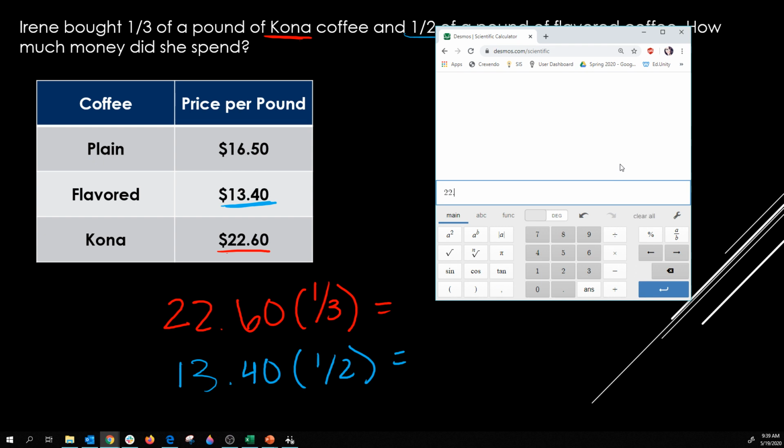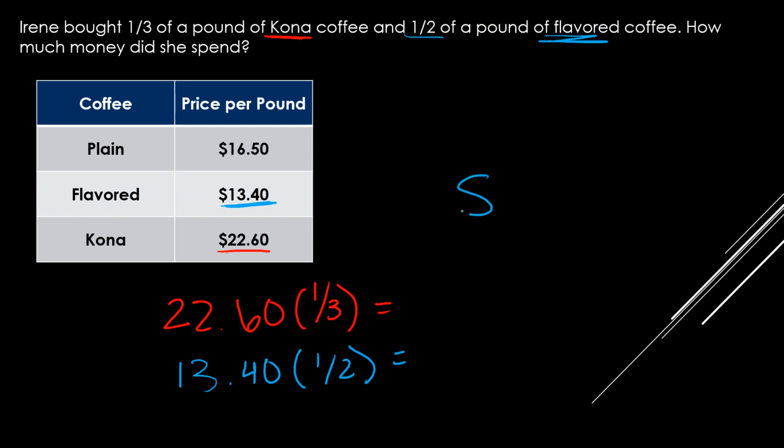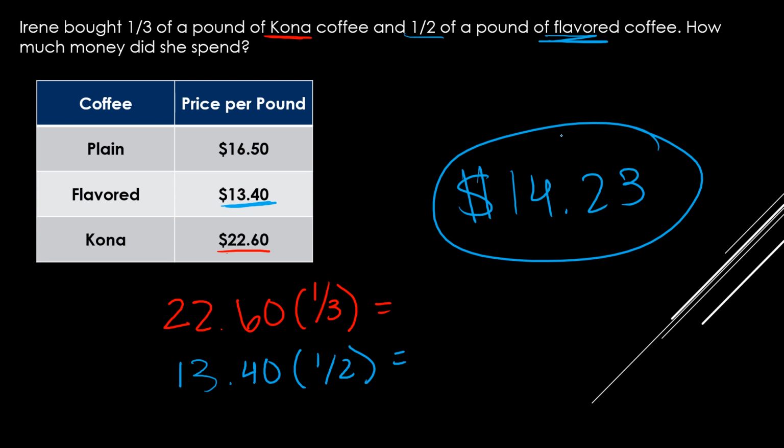So I have 22.60 times 1/3, and then I have 13.40 times 1/2. Then I'm going to take those numbers and add them together. So 6.7 plus 7.53. And when I add them together, I get $14.23, which means she spent $14.23 on coffee. Okay, so on this problem, all you want to do is take the amount of pounds that she bought of that type and multiply it by how much it is. Then don't forget to add them together.